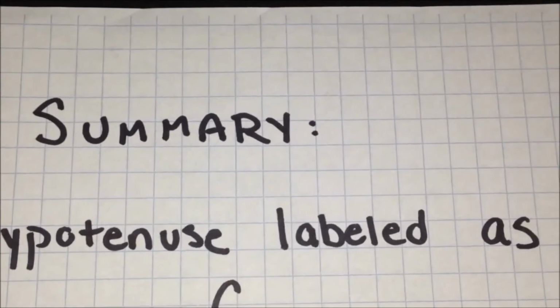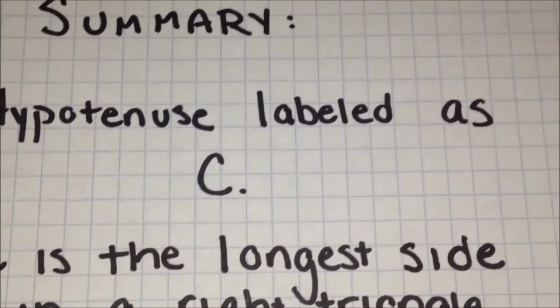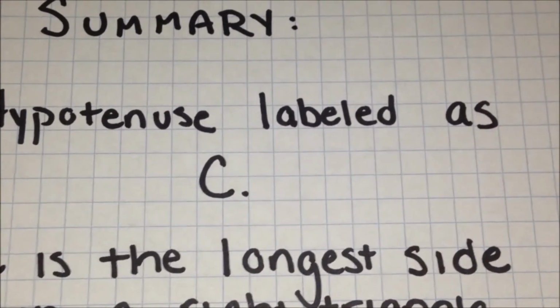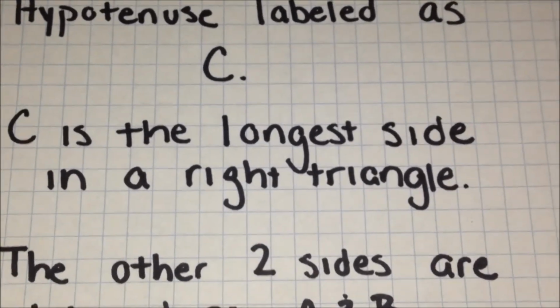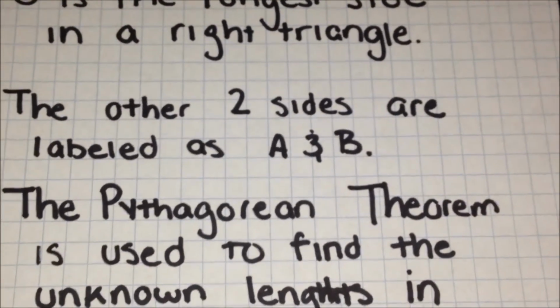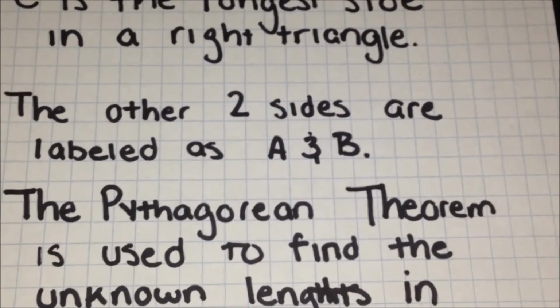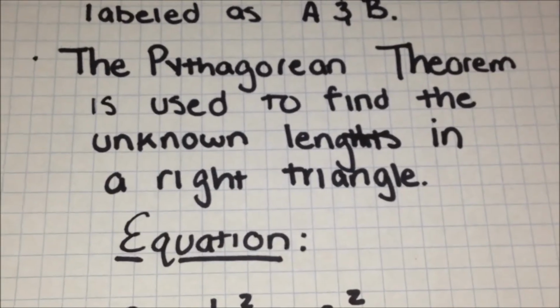Let's go over everything you've learned today. The hypotenuse is labeled as C. C is the longest side in a right triangle. The other two sides are labeled as A and B. The Pythagorean theorem is used to find the unknown lengths in a right triangle. And the equation used with the Pythagorean theorem is a squared plus b squared equals c squared.